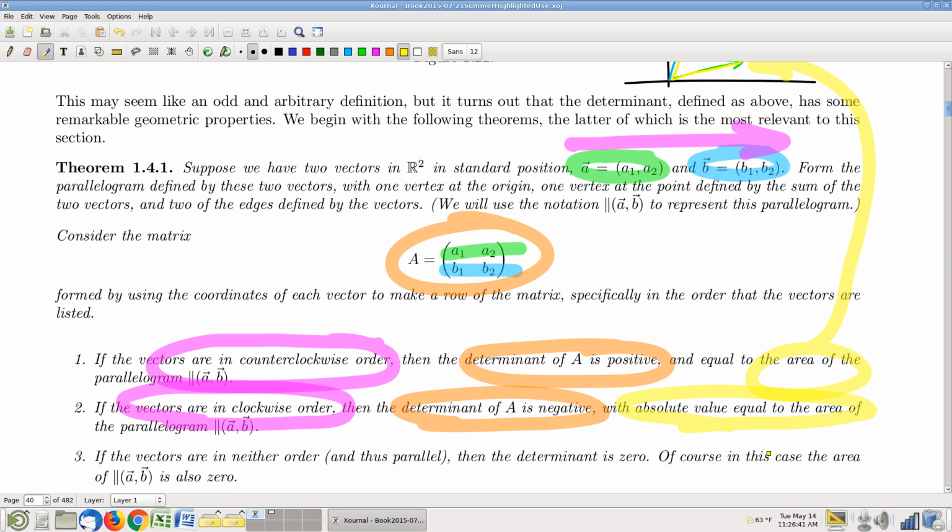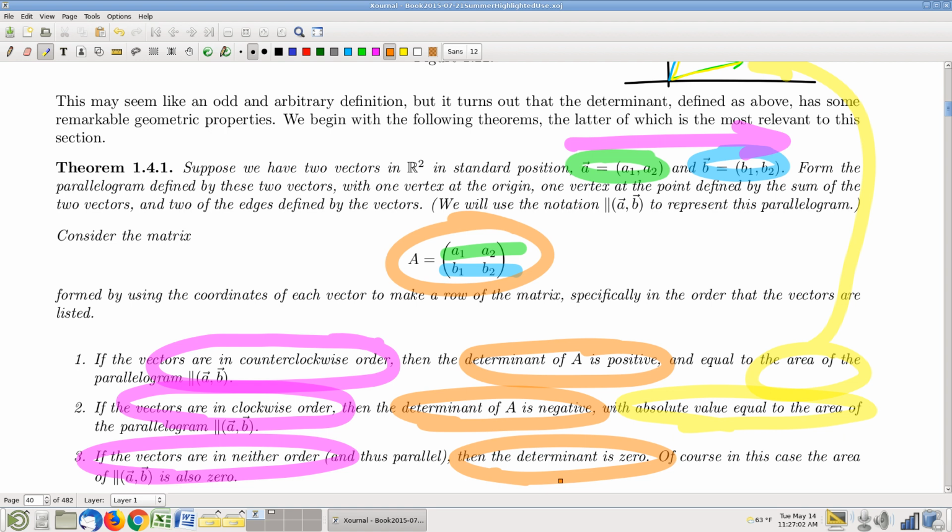There is a third case, by the way, of course, and that is it's possible that something goes wrong and the vectors are neither clockwise nor counterclockwise. Like, one of the vectors could be the zero vector, or the vectors could be parallel. I mean, something anomalous, right? And if any of those anomalous things happens, then the determinant is zero.